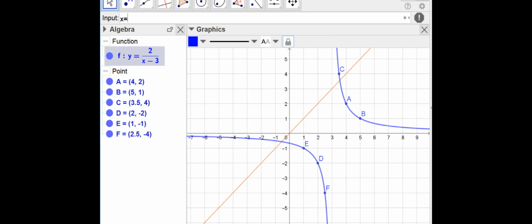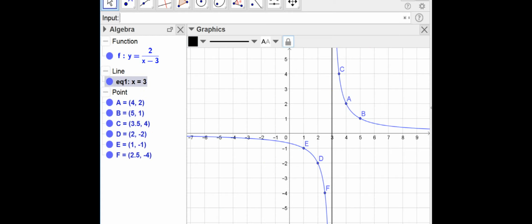Okay, so x cannot be 3, right? Is that a vertical asymptote? When it was a vertical asymptote for 1 over x, it was at 0, right? So even this x minus 3 moves everything. It moves asymptotes and it moves the curve. Okay.